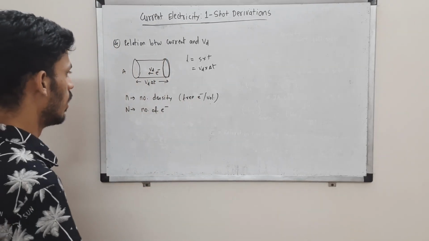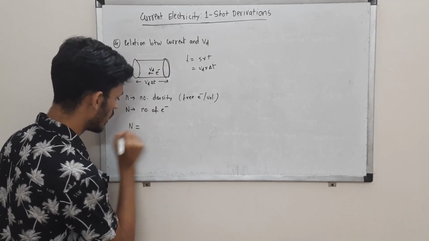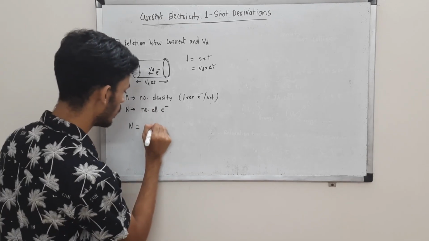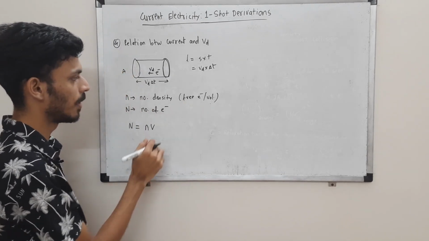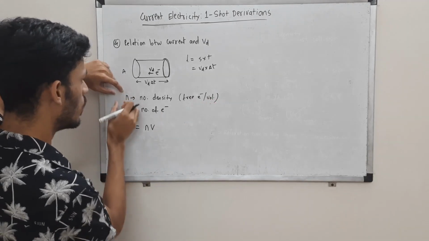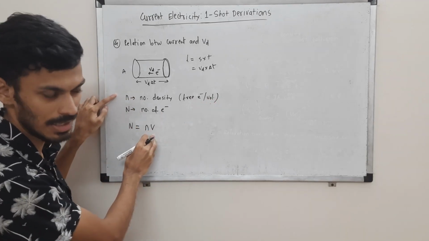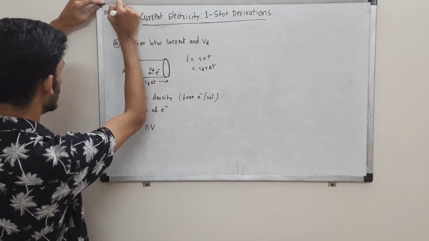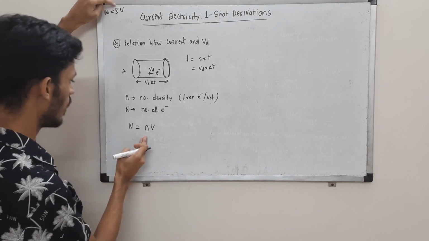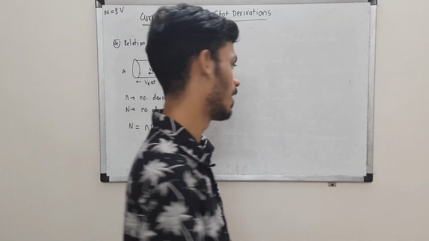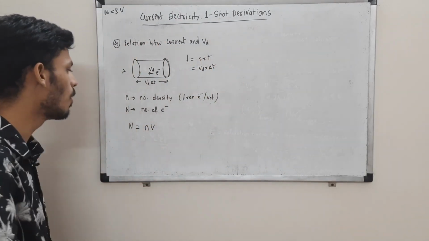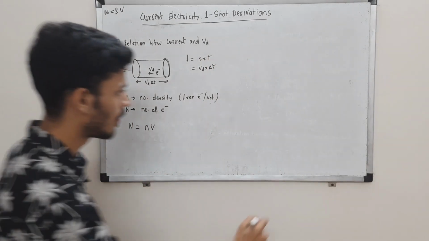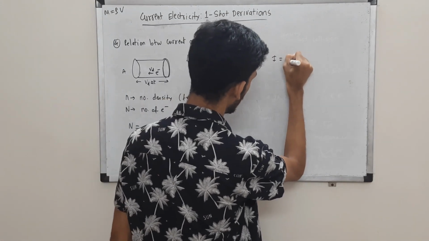Now let us find this capital N in terms of this number density. So number density is n, and if you multiply it by volume, that will give you capital N. Free electrons will be volume times the number density, just like mass is equal to density into volume. So number is equal to number density into volume. I hope the logic is very clear now. We want this n in the derivation, because that is the final thing we are supposed to obtain.